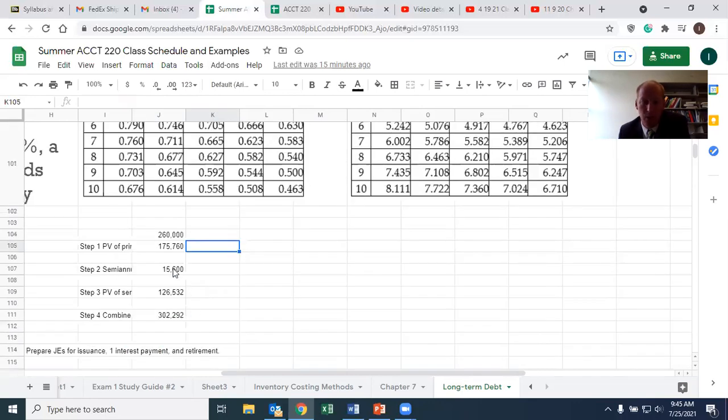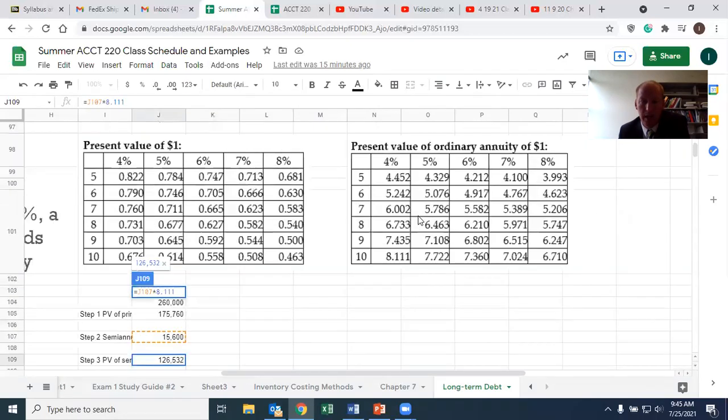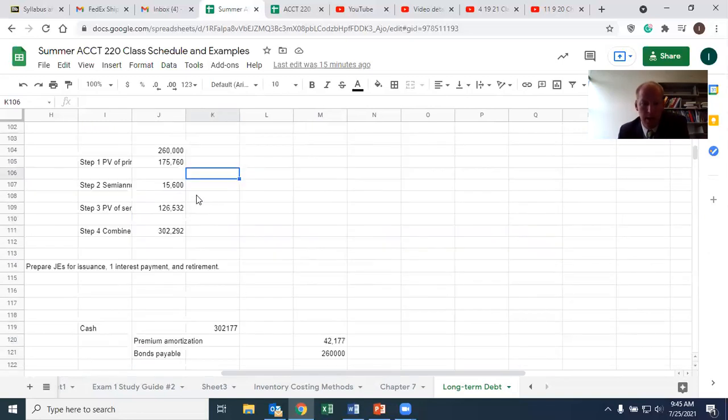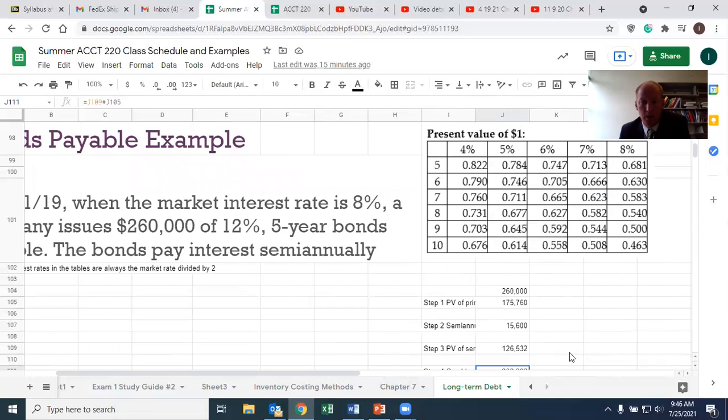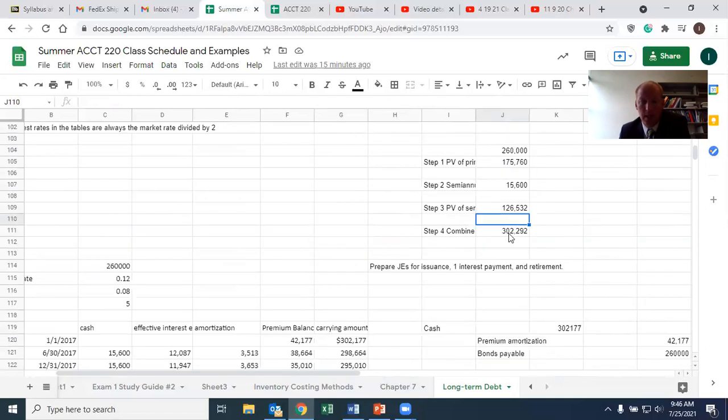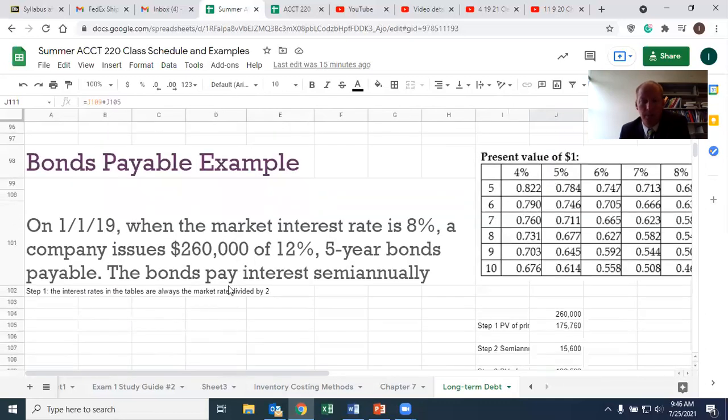So we're going to take that amount that we pay, $15,600, and we're going to multiply it by that number that's greater than 1, 8.111. Okay. And so that is the present value of the semi-annual payments. Now you combine the two, and that gives you the actual amount of money you would receive. Okay. So that is the amount of money you would receive when you issued these bonds based on this scenario.